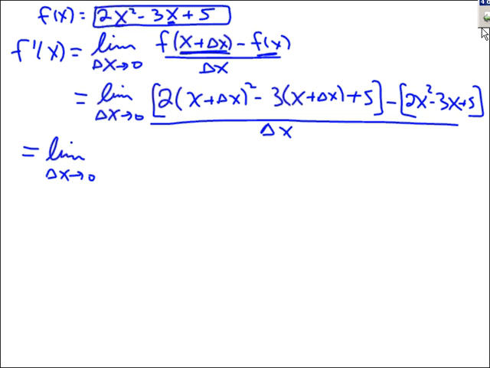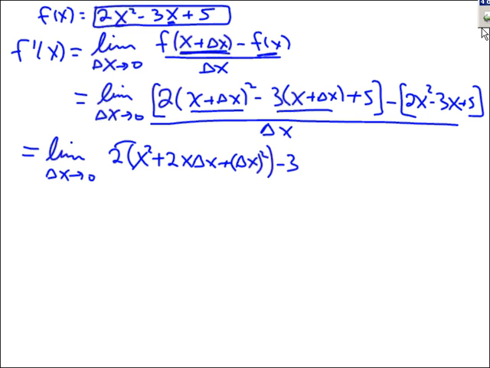Okay, how much is x plus delta x squared? And then whatever it is, I double it. It's x squared plus 2 times the two things being added plus the second thing squared, minus this. Since I didn't distribute the 2 yet, let me not distribute the 3. You want to do it this step? Fine.